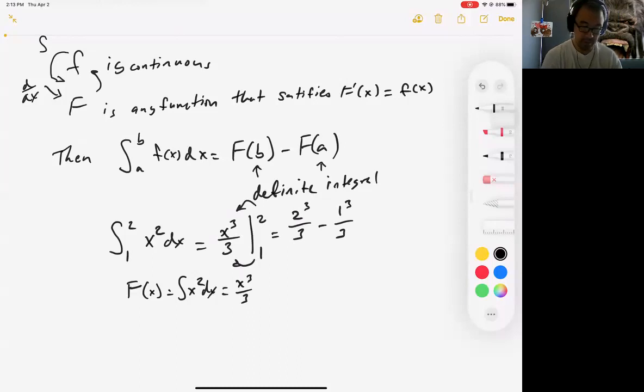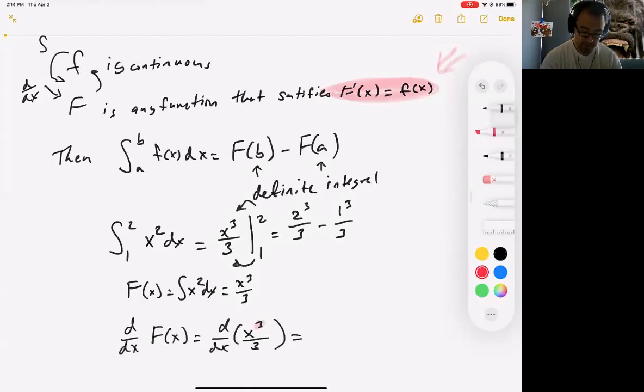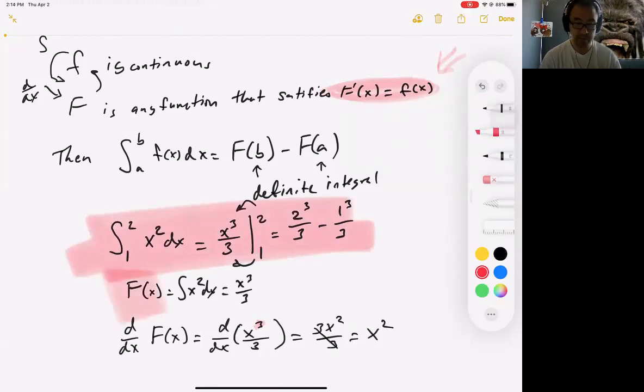Now, just to prove that this is true, look up here. The derivative of capital F should give us back lowercase f. So if I take the derivative of this function, x cubed over 3, power rule, that becomes 3x squared over 3, x squared. Now, the big takeaway is that if I take the integral with the a and b values, we can just plug into our capital version, our antiderivative, our b and our a. Okay, so that's pretty self-explanatory.